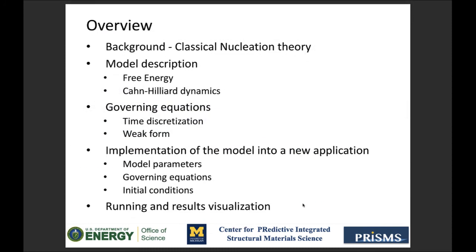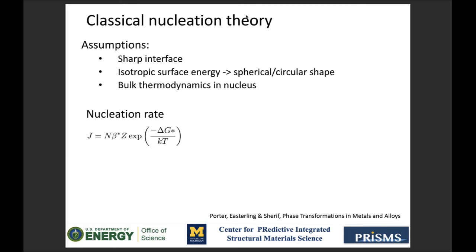Okay, we are going to start with a bit of background, specifically on classical nucleation theory, and then a brief description of the model, including relating the free energy parameters to the properties of a nucleus of critical size. We will then present the governing equations of the model, and then show the time discretization of the equations and the weak form, which is how equations need to be input into the application. After that, I will go through the implementation of the model, including setting the parameters, equations, and initial conditions. And finally, I will demonstrate once more how to run the code and visualize the results, including generating a moving visit.